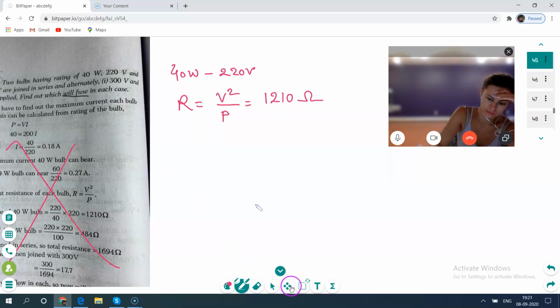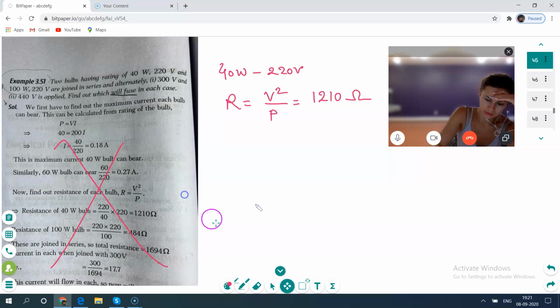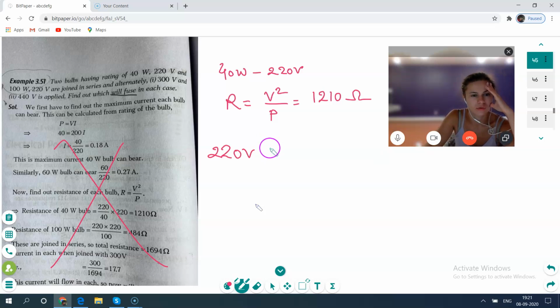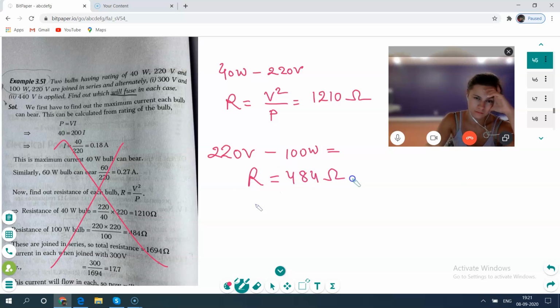What is the second bulb resistance? 220 squared divided by 100 is going to be 22 times 22, which is 484. 484 ohm. Resistance for each case, R is equal to 484 ohm. Correct? Two resistances you got.